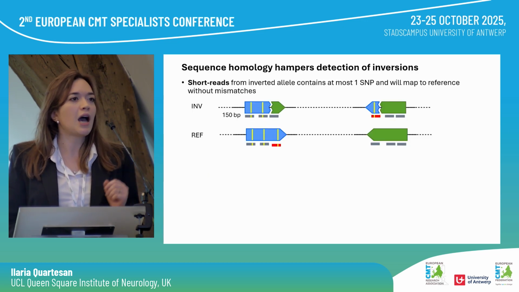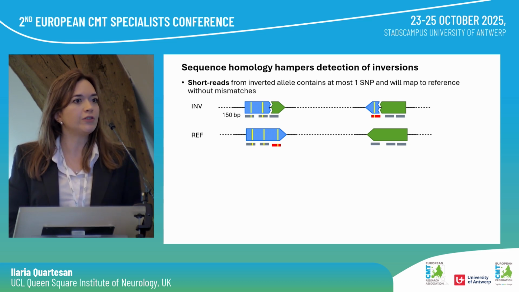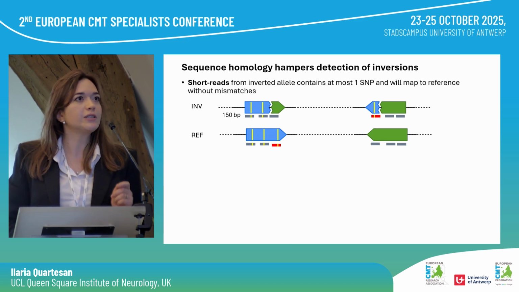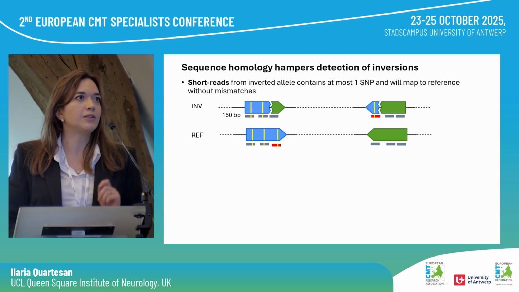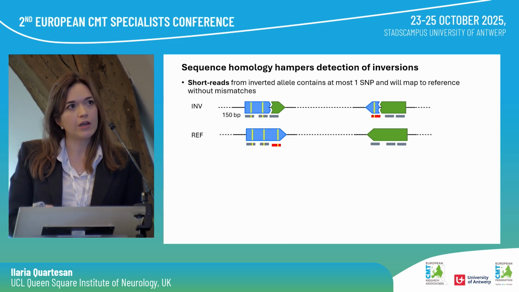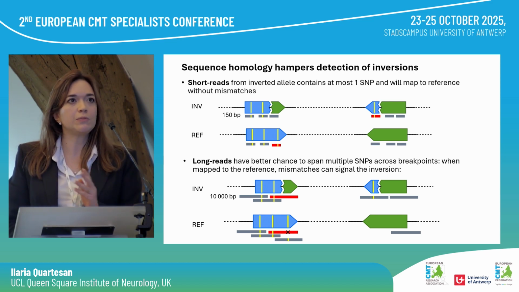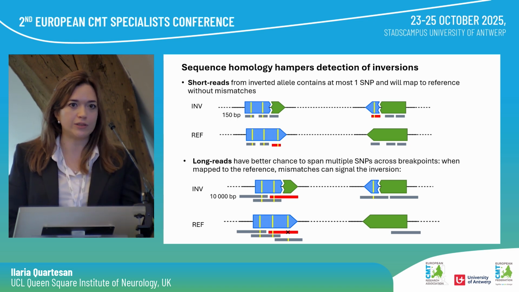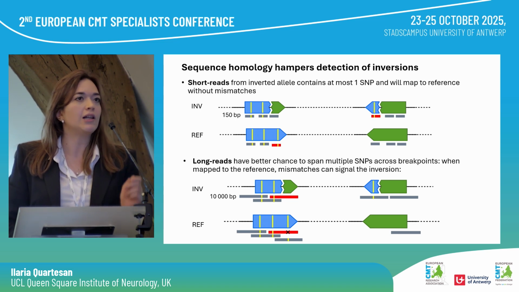In fact, this high homology combined with the absence of copy number variation makes it very difficult to detect the inversions. In short read, even reads that span the breakpoints, like the one in red here, normally contain at most one SNP, which is not sufficient to tell the inversion apart from the reference. By contrast, with long read, we have a better chance to span multiple SNPs across the breakpoints, and even if the reads are still not long enough to capture the entire inverted fragments, these mismatches can still signal the breakpoints of the inversions.